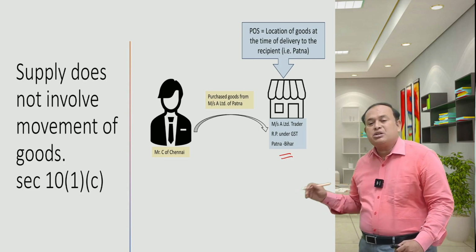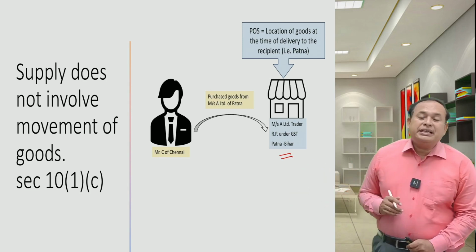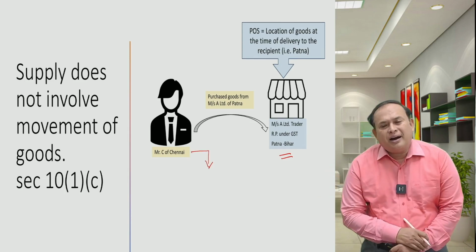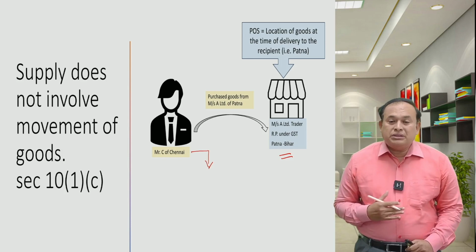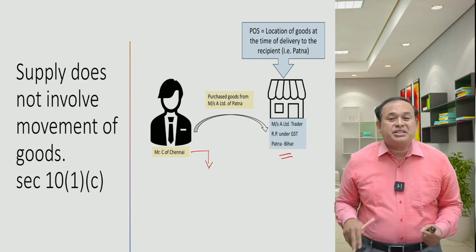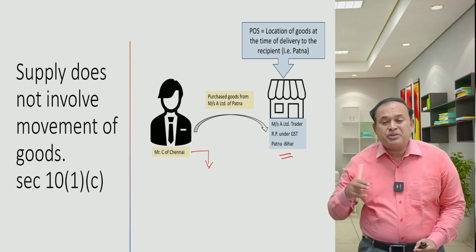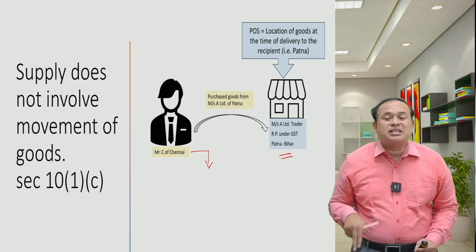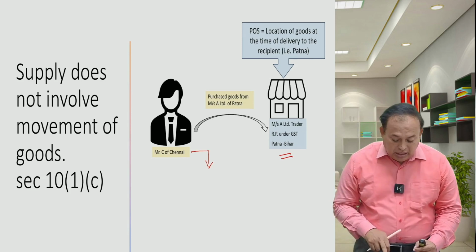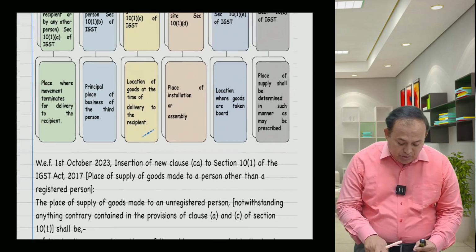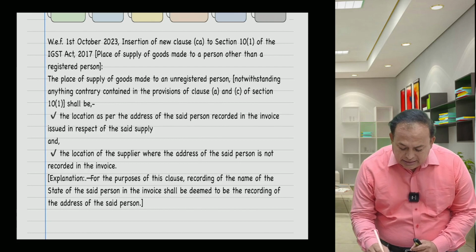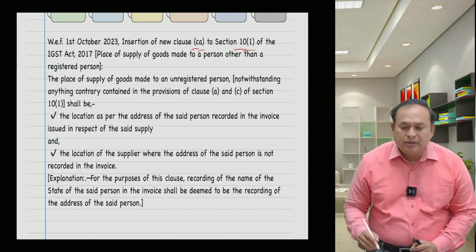Intrastate supply. Now, a question may come in your mind. Sir, is this person a registered person or an unregistered person? This doubt arises because a new provision has been inserted under section 10, subsection 1, clause CA. Clause CA has been introduced from 1st October 2023 under section 10, subsection 1 of IGST.